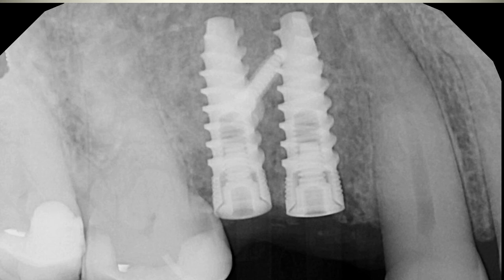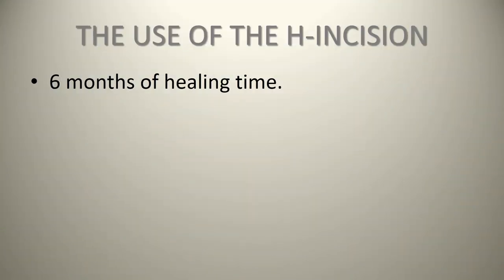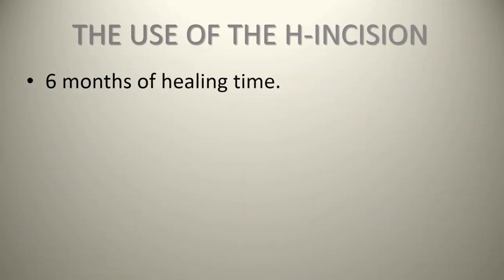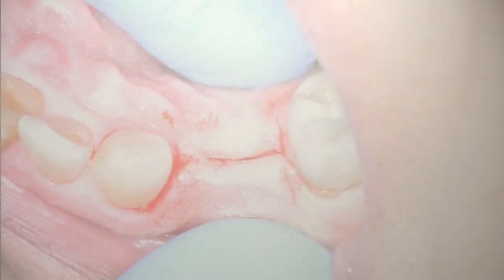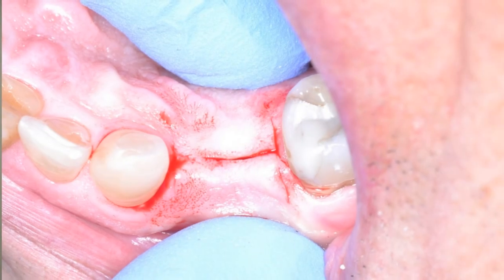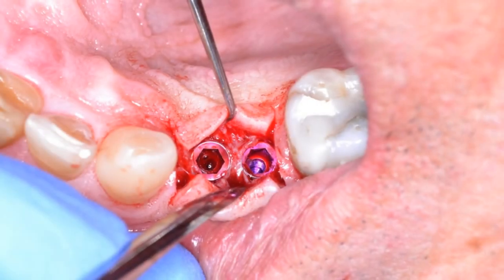And we finally go back with an H incision. So you can see in this photograph right here, it's basically just an H. And it's just like two trap doors on either side. What this allows you to do is access the implants and also put those healing abutments on and maintain all of that connective tissue in between. So you'll see right here in the next picture, we've exposed that buccal onlay bone graft.